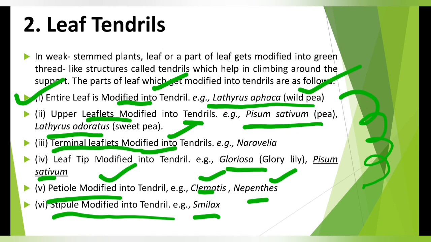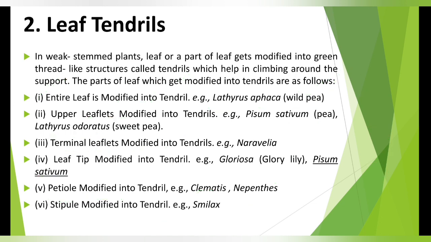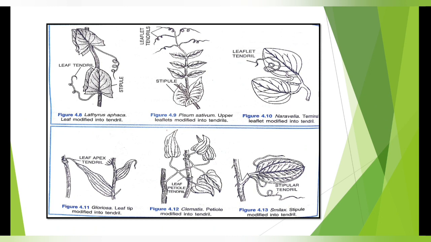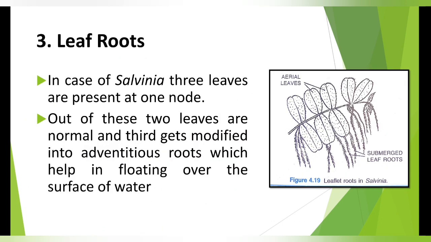So please remember these points, because it has already been asked in your previous SSB exams about the examples, which type of tendril is present in which type of plant. So these are the structures of different types of tendrils. Then leaf root, where is it found? It is found in Salvinia. The roots arise from the leaf.